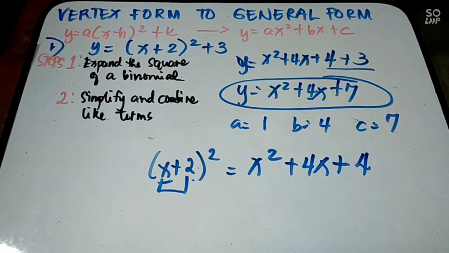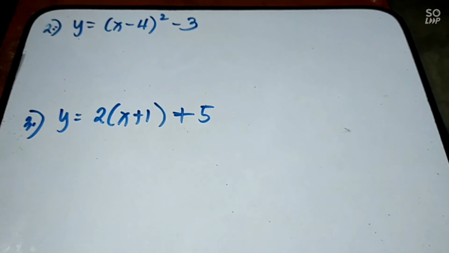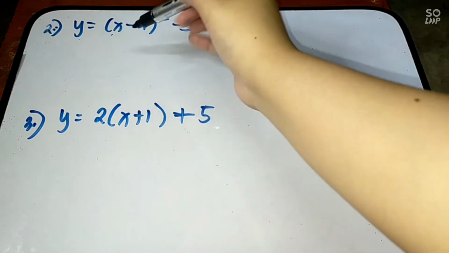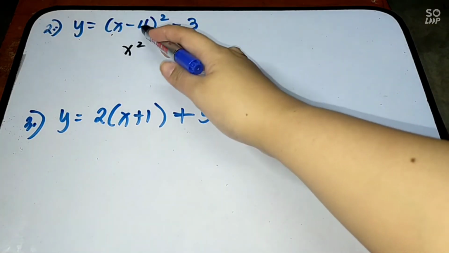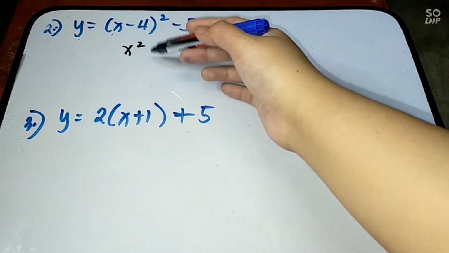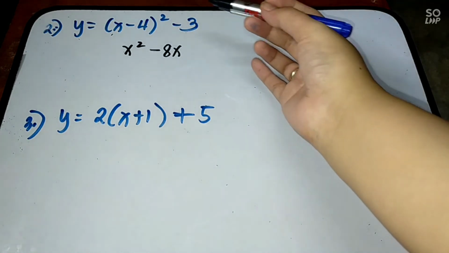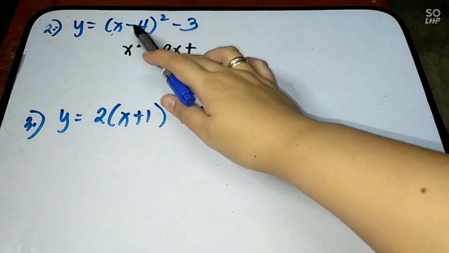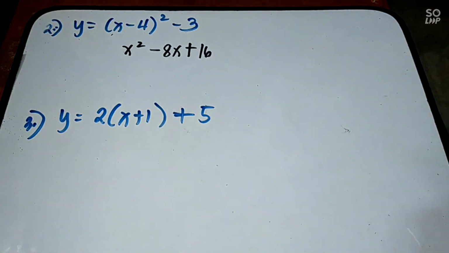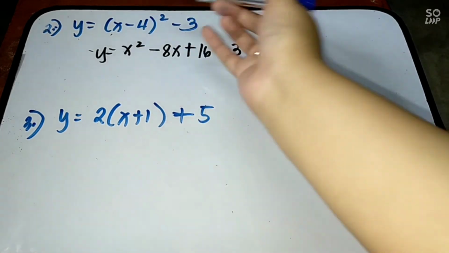Let us have another example. Number 2. Y equals to the square root of x minus 4 minus 3. So, we are going to expand first. We have square mo tong x, that is x squared. Multiply mo to, negative 4 times x, the answer is negative 4x. Si negative 4x, doblehin mo, times 2 mo, the answer is negative 8x. Then, yung last term mo, plus, squared ng ni 4. What is 4 squared? The answer is 16. That is it. Then, we have here minus 3. So, we have y is equal. Yun na yun.